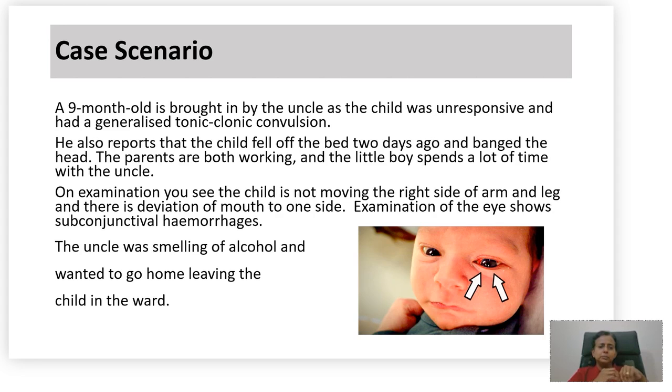On examination, you see the child is not moving the right side of the arm and leg, and there is deviation of the mouth to one side. Examination of the eyes shows subconjunctival hemorrhage. The uncle was smelling of alcohol and wanted to go home, leaving the child in the ward. So this is a clear case of shaken baby syndrome.